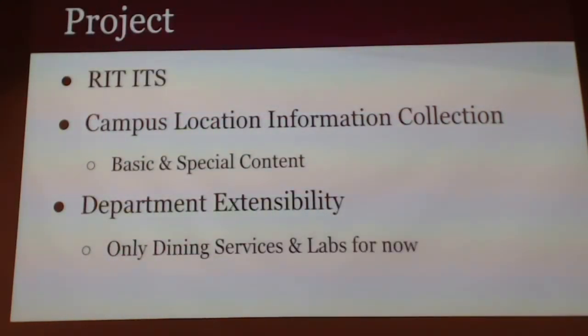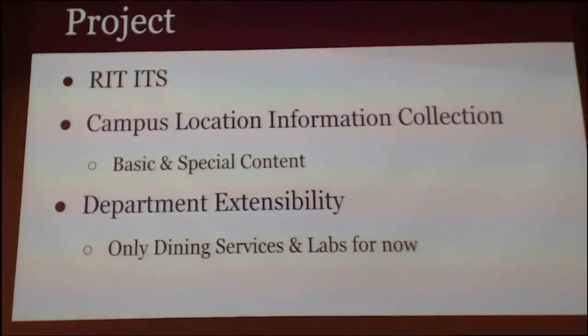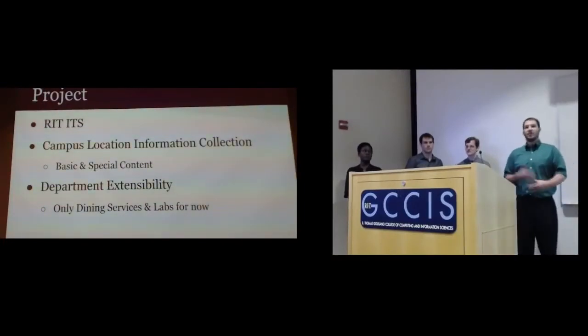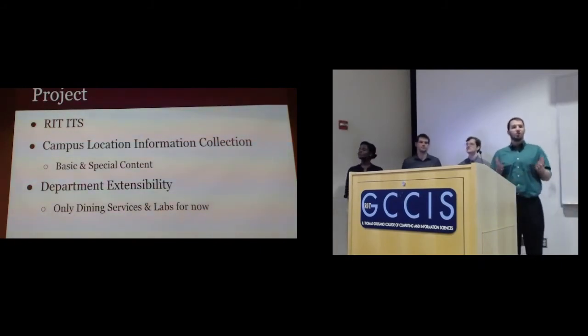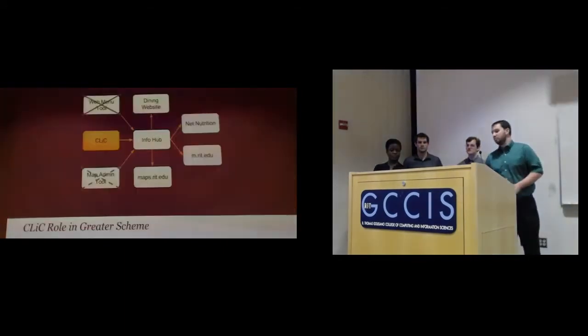So working with ITS here on campus, we created what we call the Campus Location Information Collection, or CLIC for short. CLIC focuses on two types of content: basic things like a description of a location or an image that any sort of place may have, or specialized content pertinent to the specific type of place, be it dining services or a lab, what type of equipment is available. And we tried to build this so that it wasn't just one or two departments. In the future, this is something that could be built on and expanded to various other departments as well.